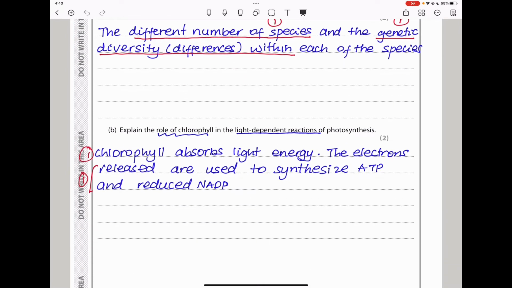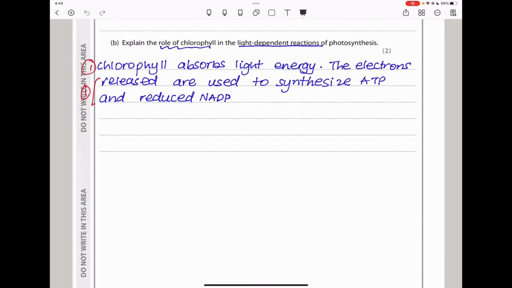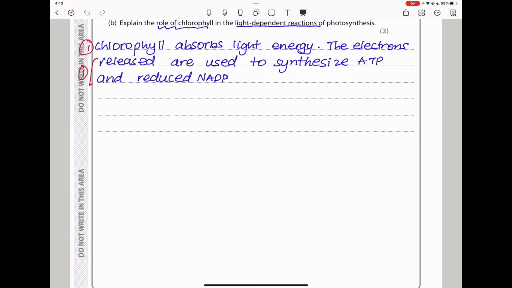The next part B says, explain the role of chlorophyll in the light-dependent reactions of photosynthesis. Remember, these are light-dependent reactions, and we know that chlorophyll absorbs light energy. The light is absorbed by chlorophyll, and electrons are released that are used in the synthesis of ATP as well as reduced NADP, in order to be taken into the light-independent reactions for the formation of other products that are used in the formation of glucose and so on. So it absorbs light energy, and the electrons released are used to synthesize ATP and form reduced NADP.